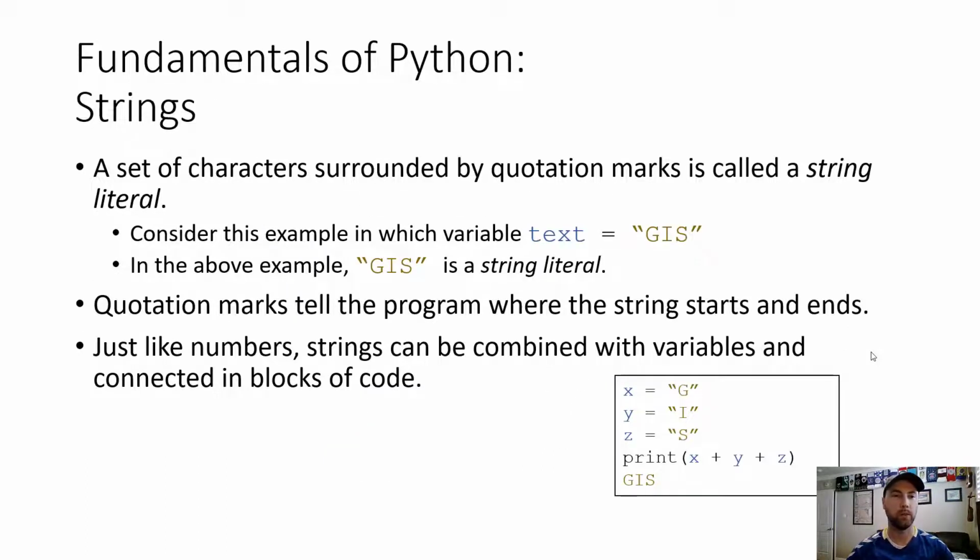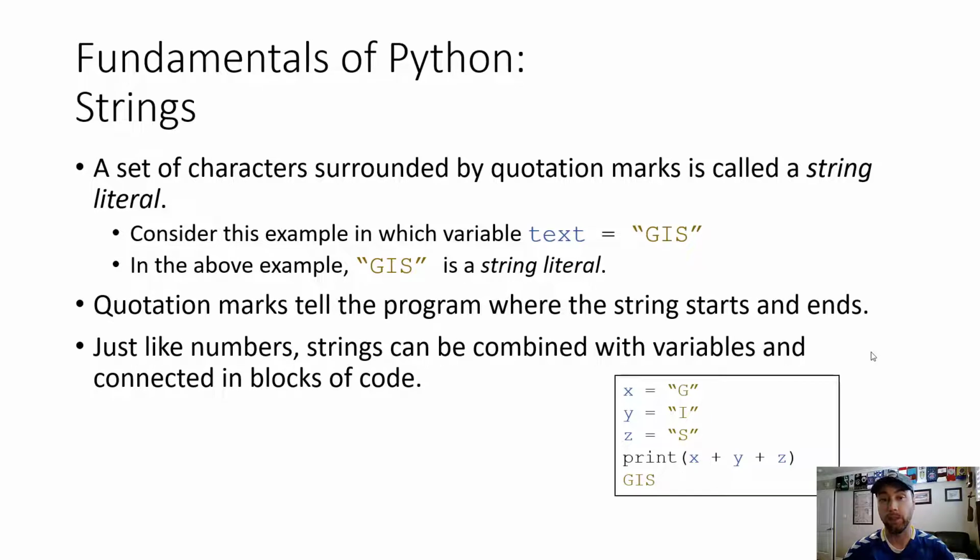All right, so now we're transitioning over to strings. Strings are text. A set of characters surrounded by quotation marks is called a string literal. Consider this example in which the variable text equals "GIS". In the above example, GIS is called a string literal, and the word text is actually the variable in this case.